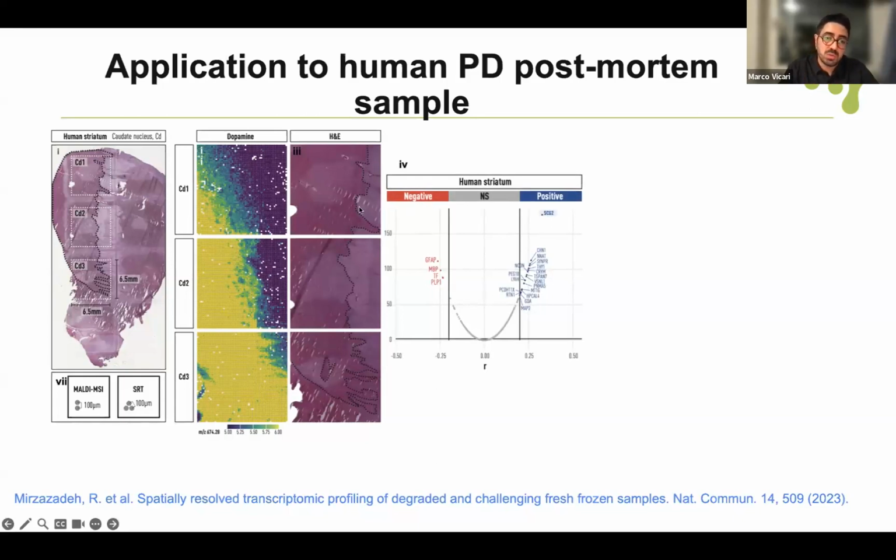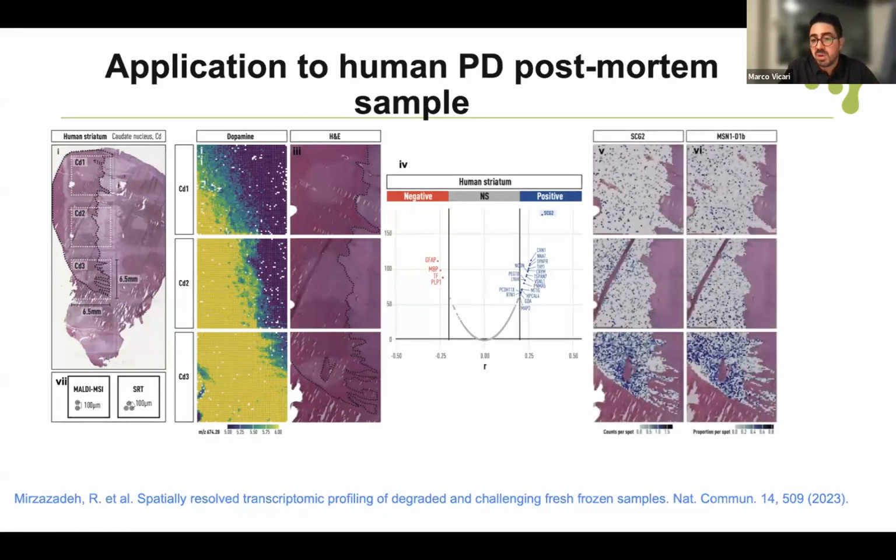And we could once again detect the genes that are highly correlated to dopamine, and then infer the cell types. And once again, we found very enriched in the region of the striatum where dopamine is still present, this population of medium spiny neurons, which are contacted by the dopaminergic neurons in this area of the brain.